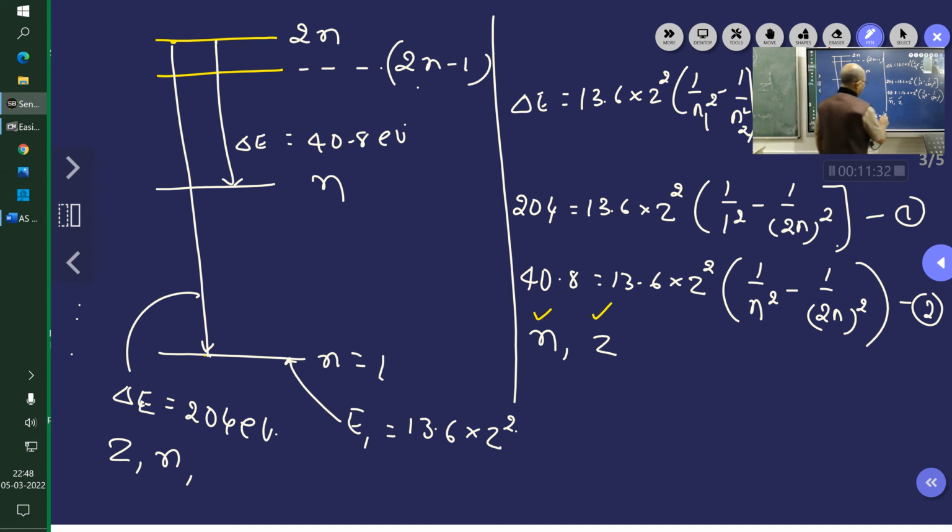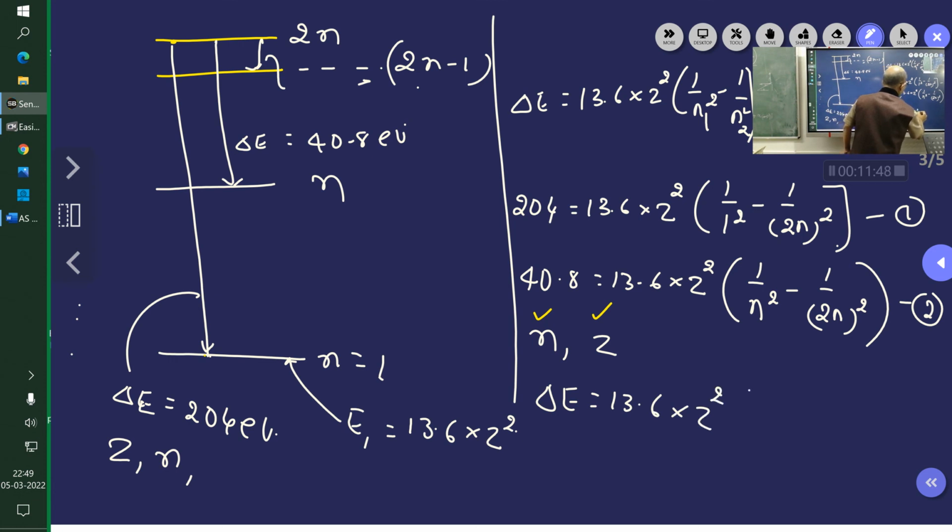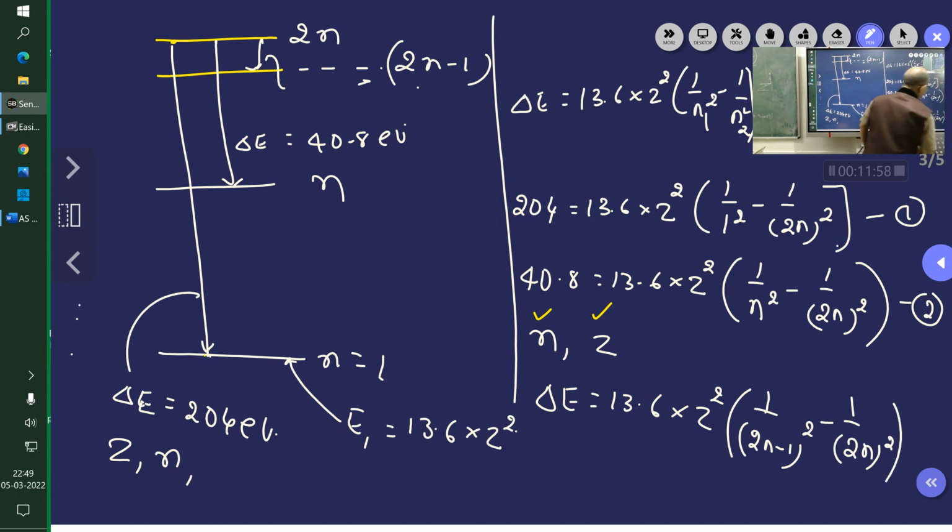And since all these three are found out and n is known, again we will use the same equation, delta E, to find out this energy, which is what we want to find out. Here again it's going to be 13.6 into Z square, the Z that we have found out, but here it is going to be 1 upon 2n minus 1 whole square minus 1 upon 2n whole square. Okay, so we will be able to determine the minimum energy in electron volts.